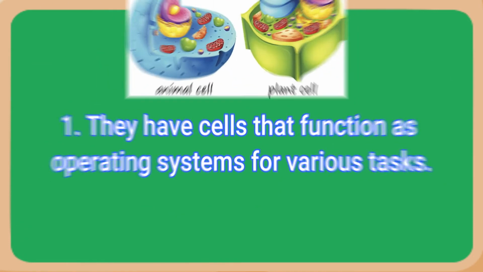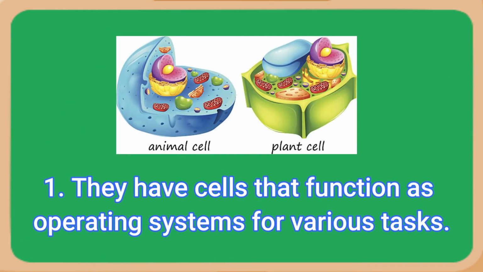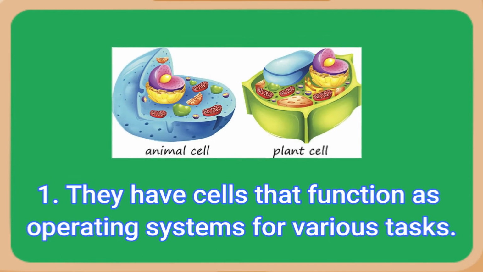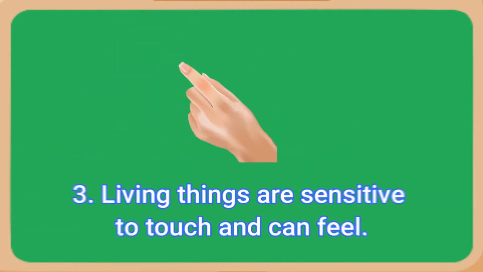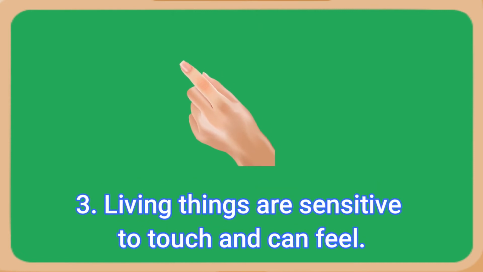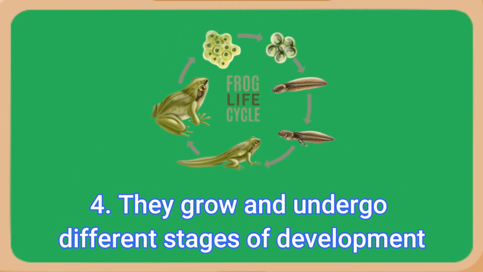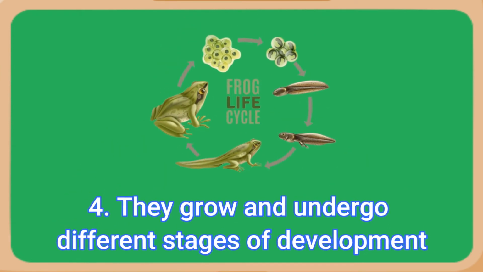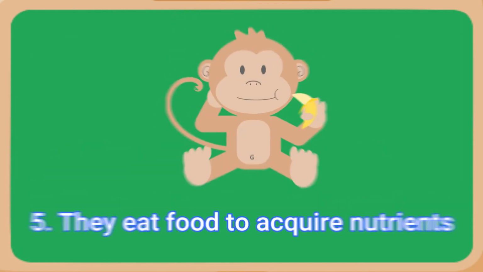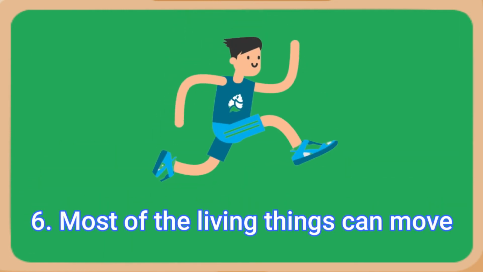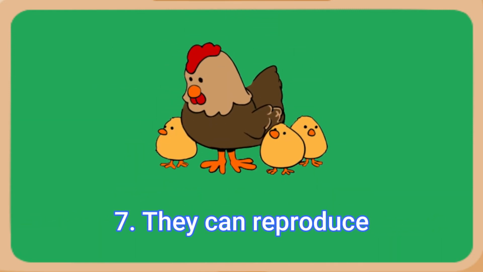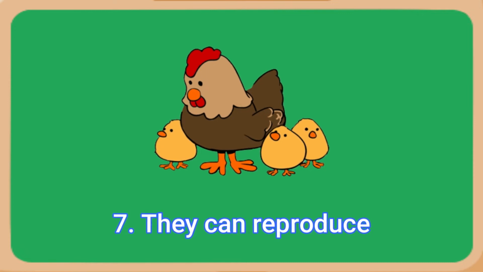Number 1, they have cells that function as operating systems for various tasks. Number 2, they can breathe. Number 3, living things are sensitive to touch and can feel. 4, they grow and undergo different stages of development. 5, they eat food to acquire nutrients. 6, most of the living things can move. And 7, they can reproduce using their reproductive system.